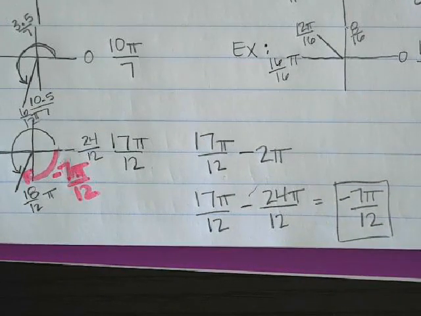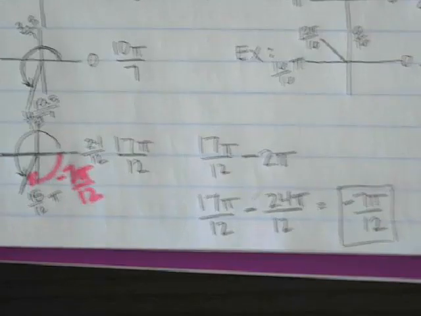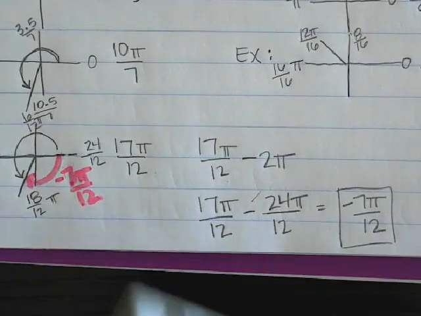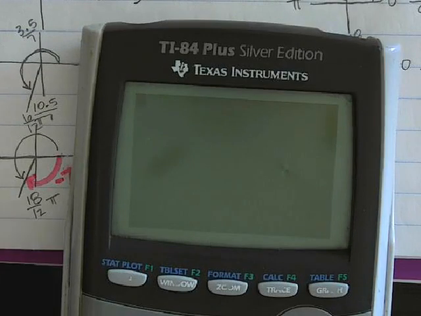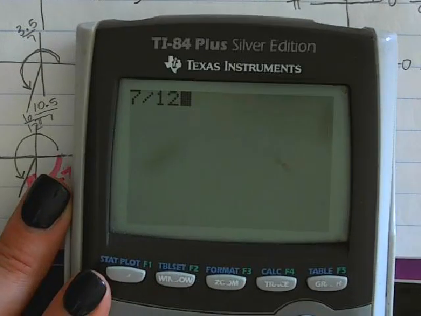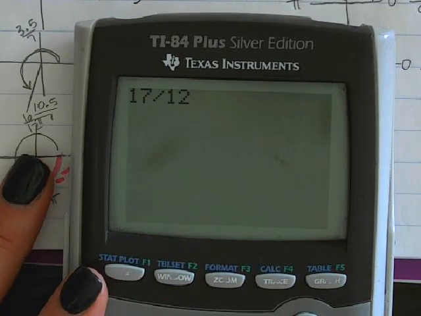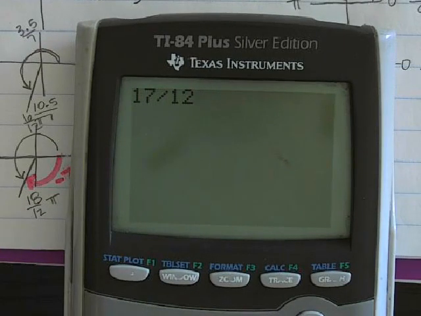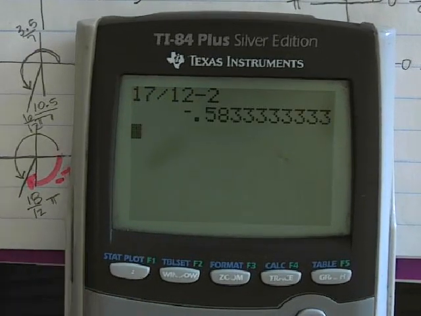Depends if it's calculator active or inactive. Let's go ahead and grab a calculator. We're going to make sure we can do this on a calculator in case we're allowed to have one, and we want to save ourselves some time. So 17/12. Should I type the pi's in on my calculator? No, because once I do that, I'm going to have funky decimals. Okay. So 17/12 minus 2 whole numbers. And then I get a decimal.